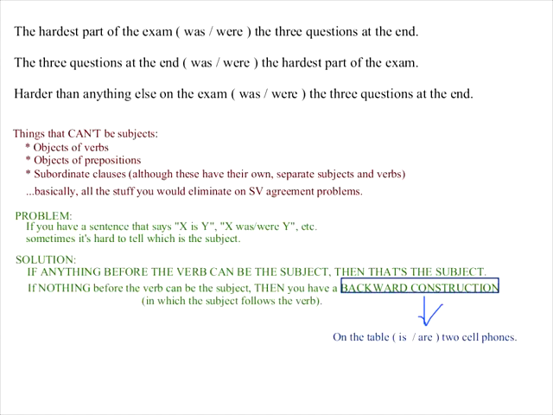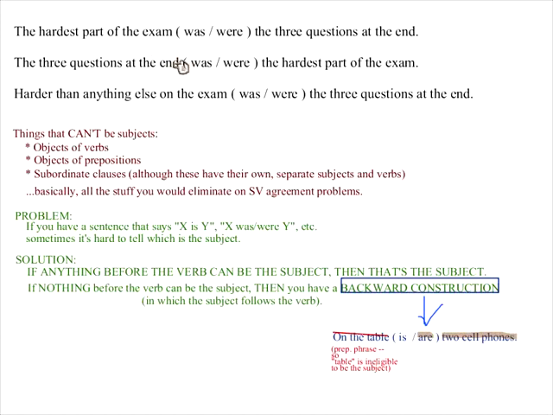Now the reason why that's the subject is because this is a prepositional phrase, and so it can't be the subject. This is a prepositional phrase, so therefore table is ineligible to be the subject. The only thing that's left here is two cell phones. That has to be the subject. And so two cell phones are.